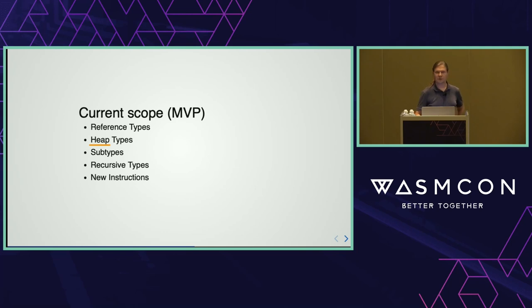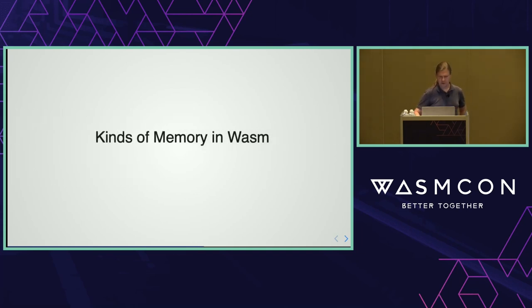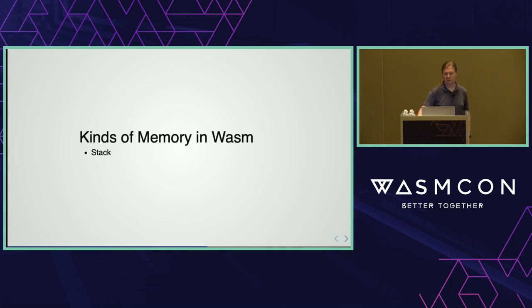Okay, let's talk about the current scope. So heap types is the key to all of this. Okay, so what are the current kinds of memory available in Wasm? Well, mostly people talk about linear memory, but I say there's stack that we use when calling things. And there are, of course, even explicit instructions in Wasm to work with stack. There's linear memory, of course, and heap, finally, that is added with garbage collection.